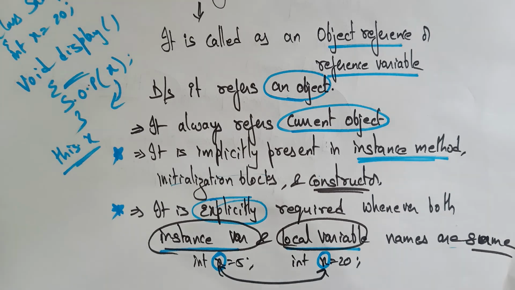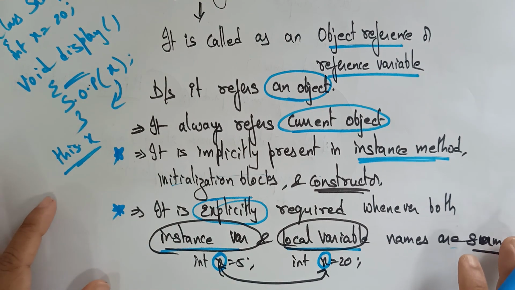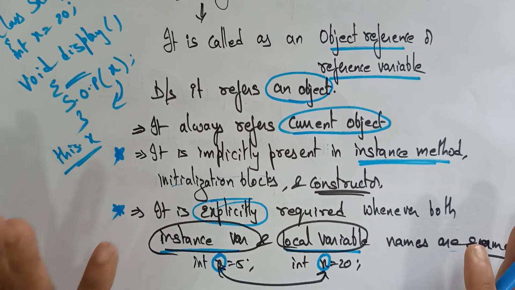If you want to print the instance variable, then you need to mention this dot x. If you want to print the local variable, directly write system.out.println x, and it takes whatever the local variable is. If you mention this dot x explicitly, then the compiler will take the current object's instance variable, and that value is going to be printed. We will see an example, then you will get complete clarity on what the this keyword is.